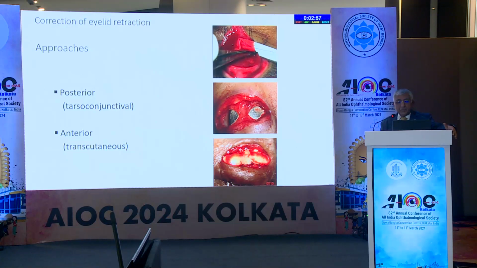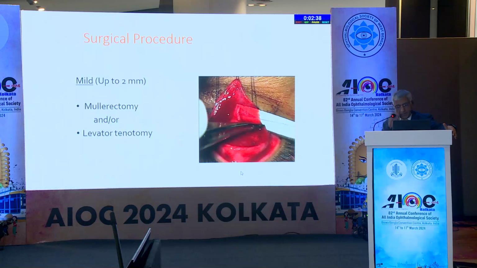So let's look at the approaches that are used. This is the conjunctival approach, where you are dissecting the Müller's muscle away and excising it, or the anterior approach, transcutaneous, which we are using in a blepharotomy or a spacer. So what procedure do you choose?